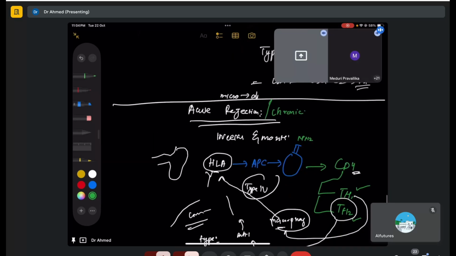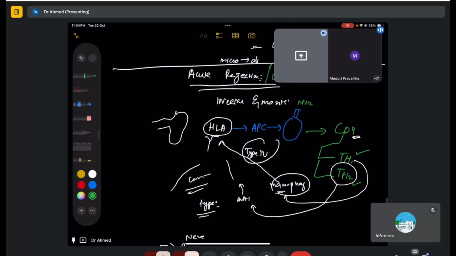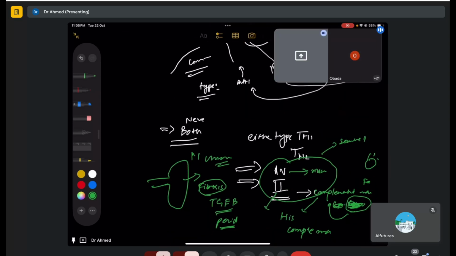Then what about acute rejection? Acute rejection occurs within weeks to months. This is because of antibodies formed against HLA. It can be either type 4 or type 2 hypersensitivity. If it activates your TH1, then it's going to be type 4. If it's activating TH2, then you are going to see type 2. It can be one of them. But in the case of chronic, you are going to see a mix, both type 4 and type 2. Okay, so that was all about today's lecture.